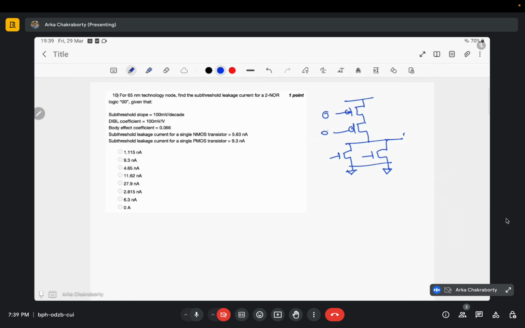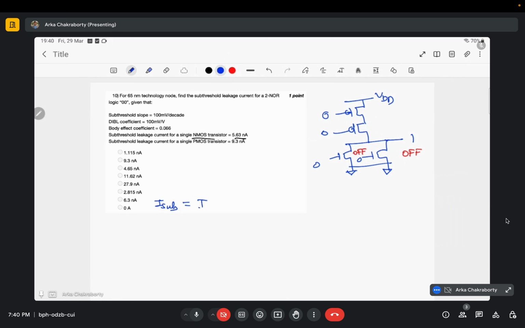So input is 0 0, so the output would be VDD, that is 1 volt. Both the NMOSes are off, so both the NMOSes should contribute to subthreshold leakage. And as no stacking is present, my subthreshold leakage current for a single NMOS is given as this one. So for 2 transistors, it will be twice of this one. But for simplicity, let me show the calculation as well.